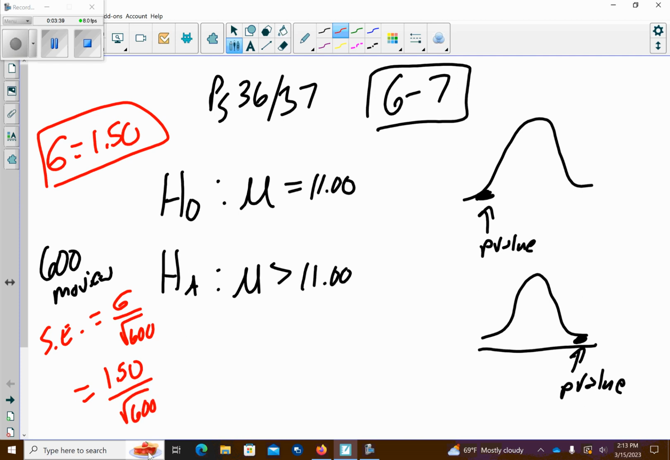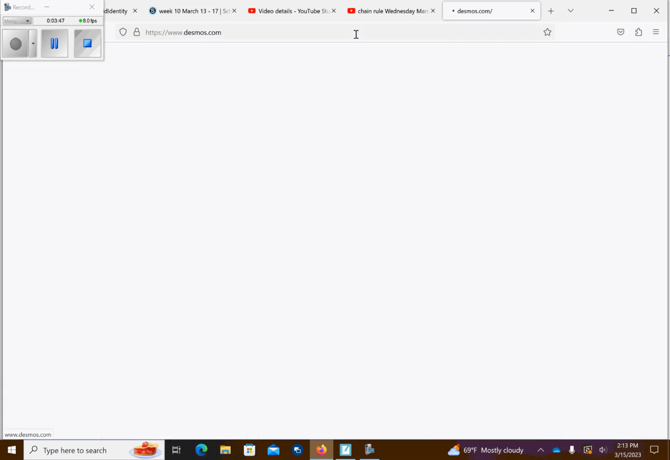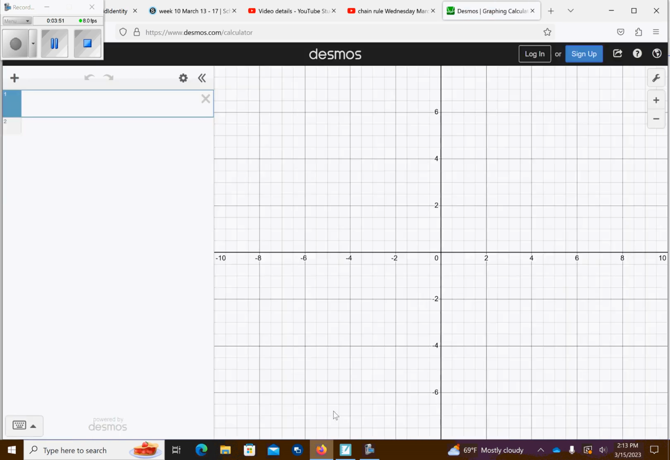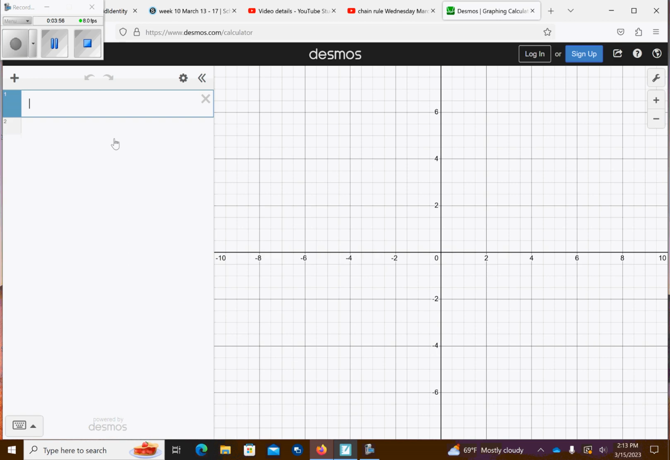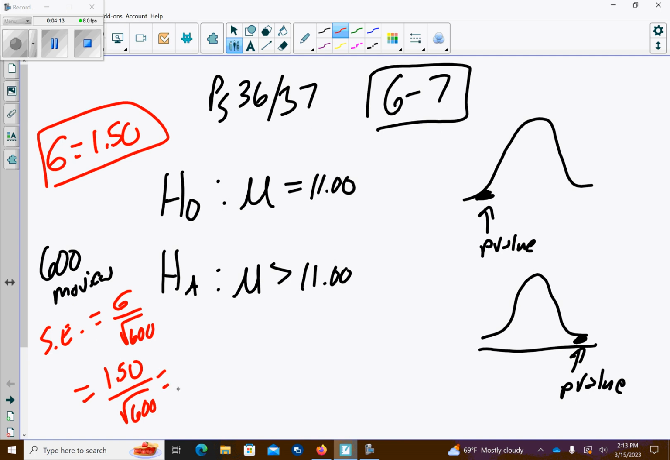And I'm going to bounce to Desmos because I don't have a calculator with me, because I'm down in an office and I don't have my stuff with me. So Desmos, graphing calculator, and I just want to make sure we said $1.50 over the square root of 600. Okay, 1.50 divided by the square root of 600. So this is going to be 0.06. That's our standard error in our case, so 0.06.